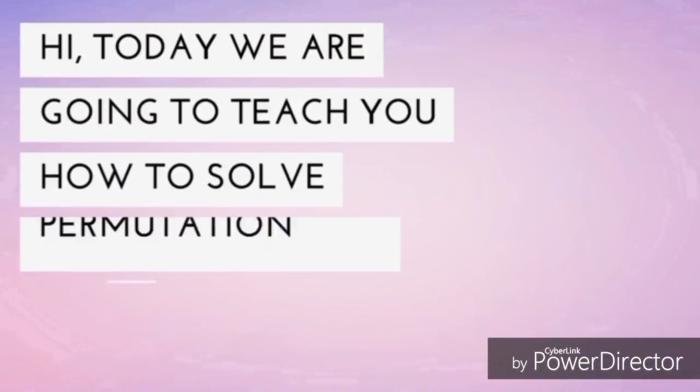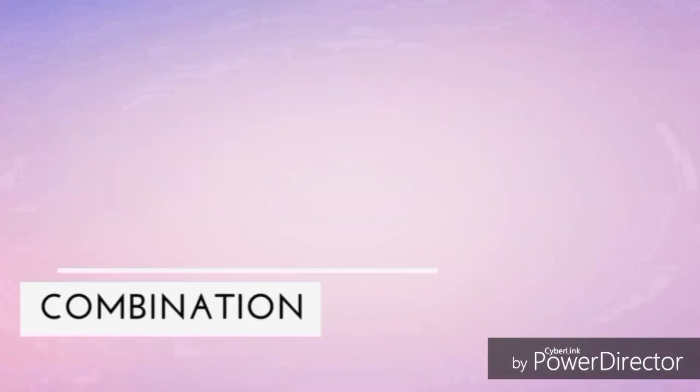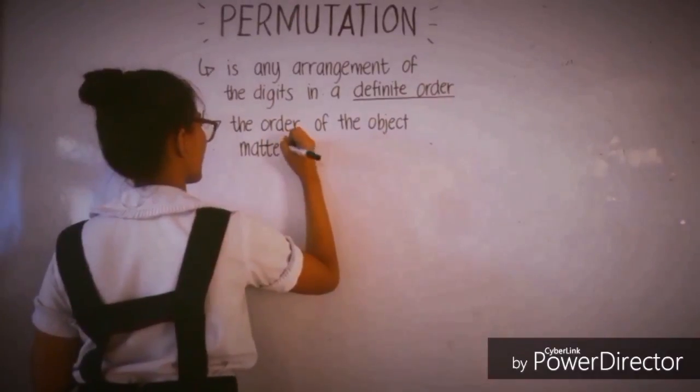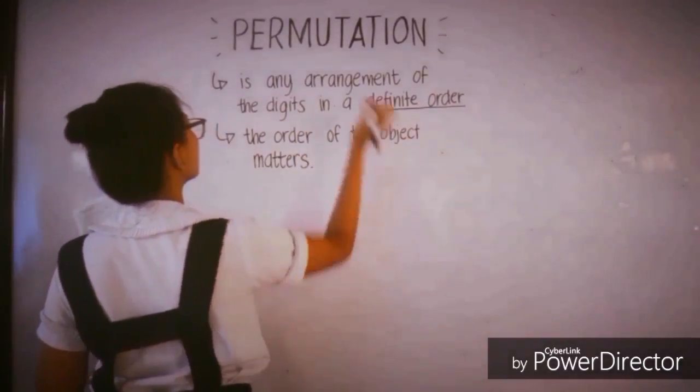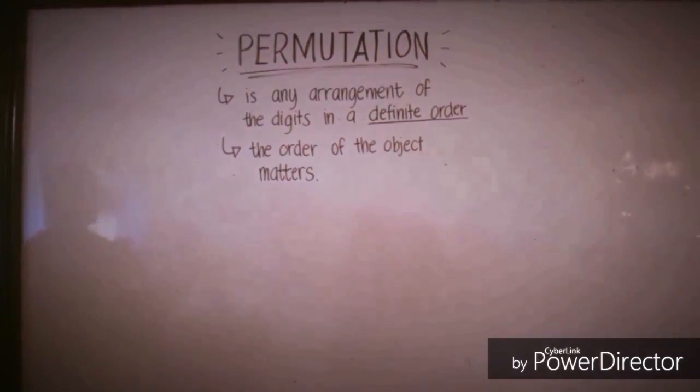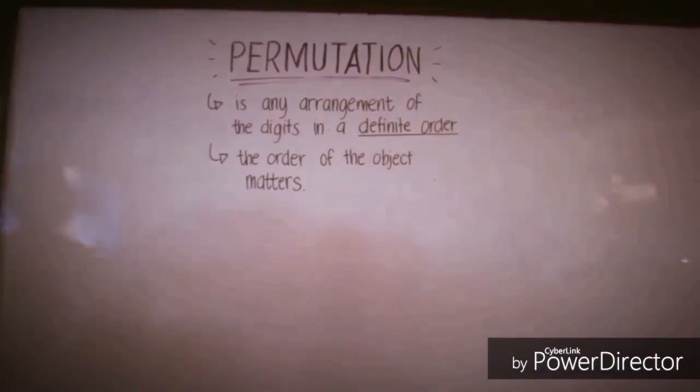Hi, today we are going to teach you how to solve permutation and combination. But first, what is permutation? Permutation is any arrangement of the objects in a definite order. The order of the objects matters.